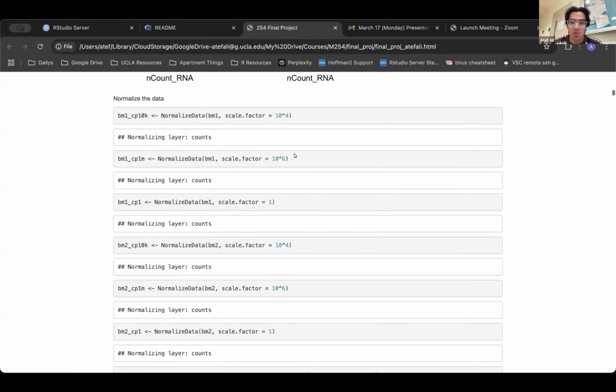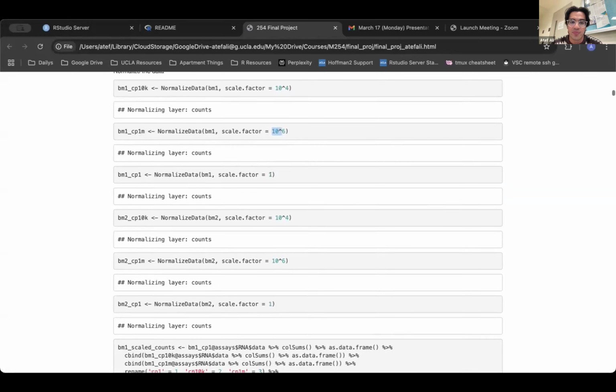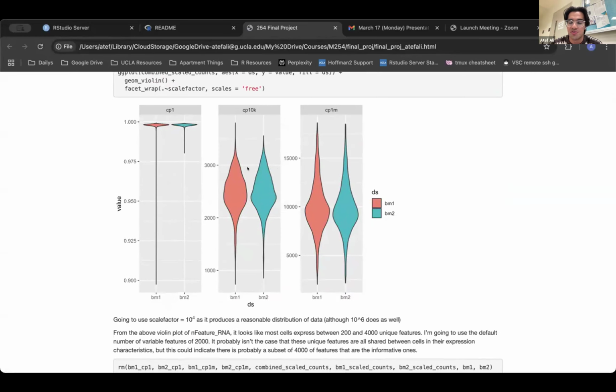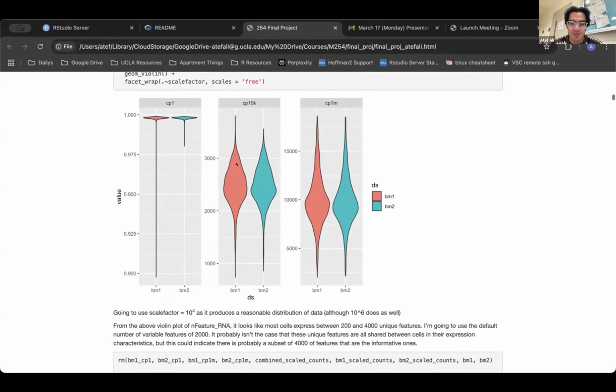I chose to use a couple of different normalization settings using log normalize. So I did 10 to the fourth: log counts per 10K, log counts per 1 million, and then log counts per one. And I plotted the distribution of those here. Based on this, I decided to move forward with log counts per 10K, as it seemed to preserve a good amount of variability in our distributions.